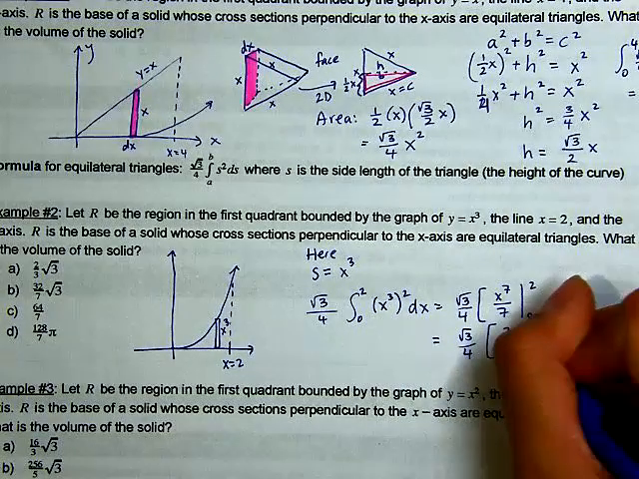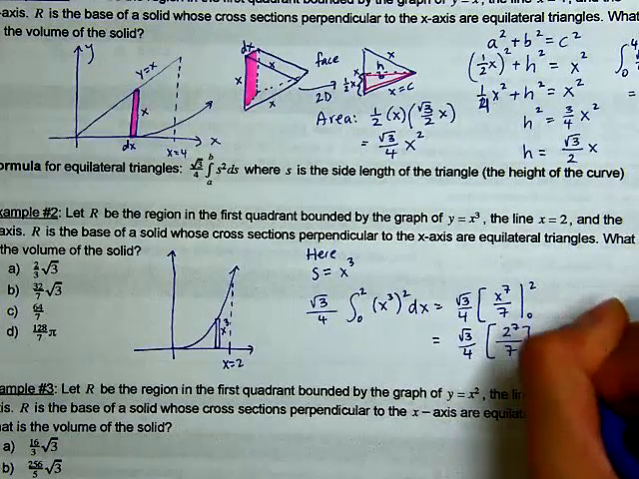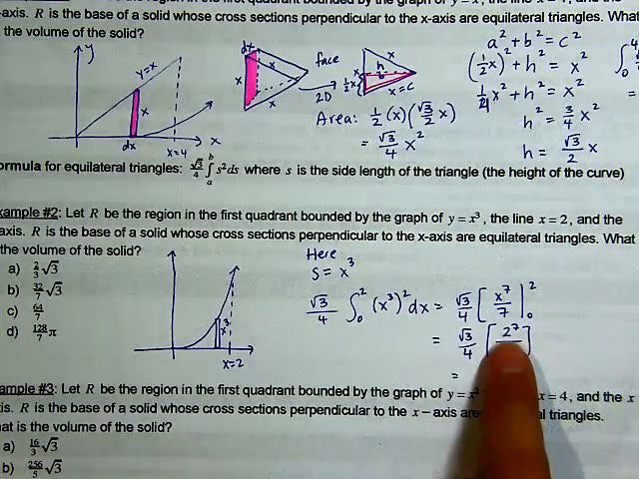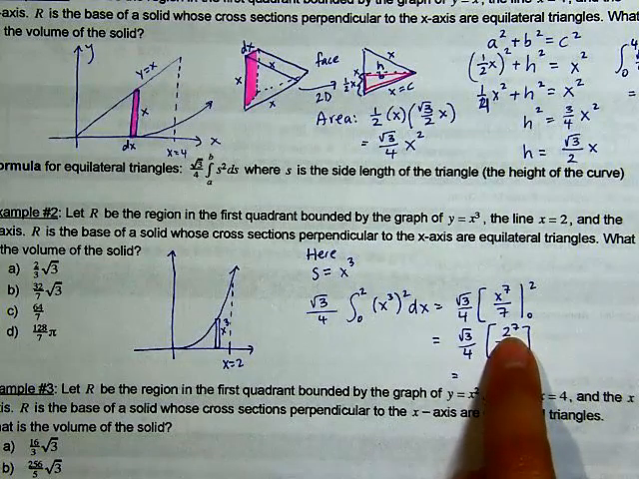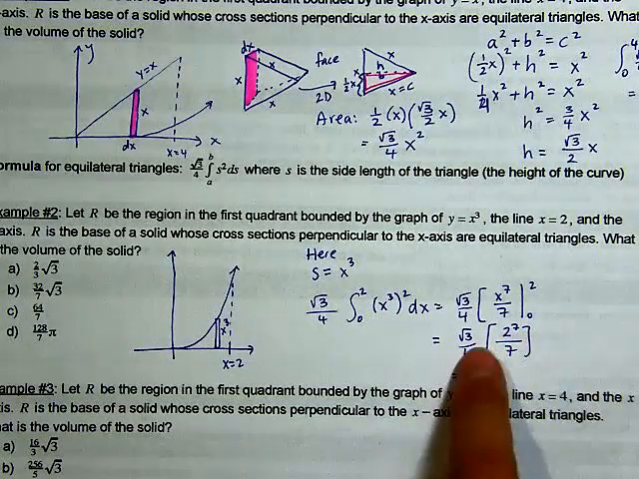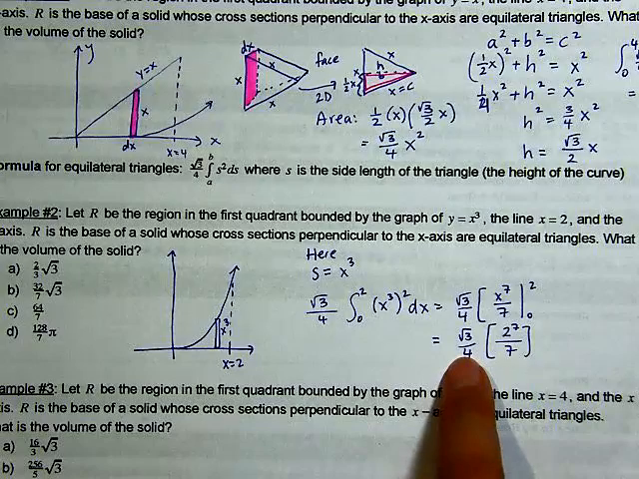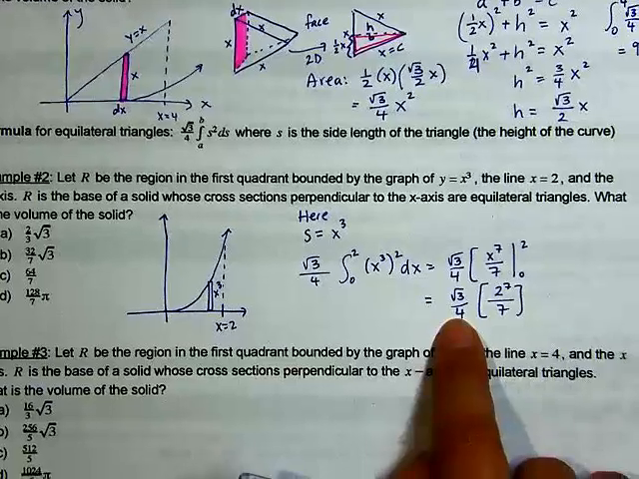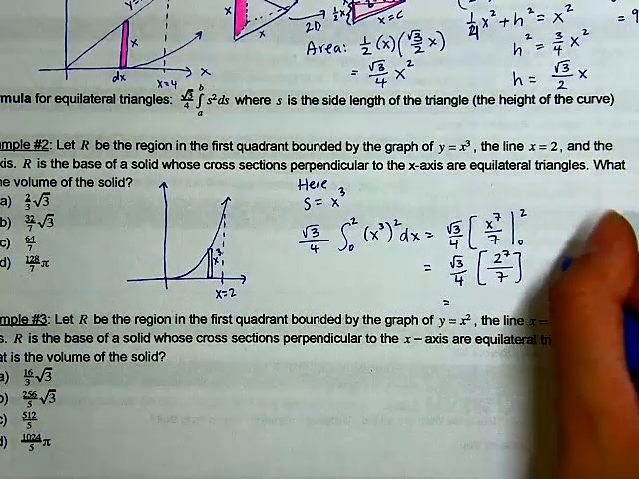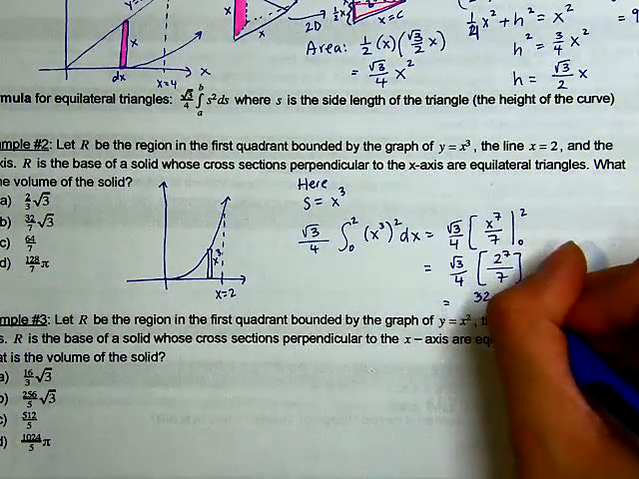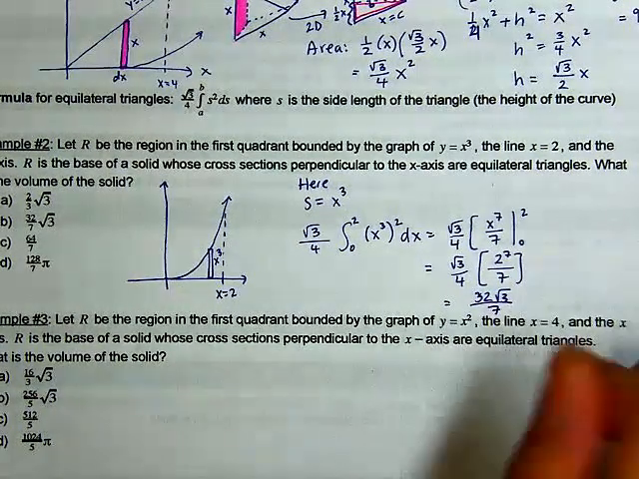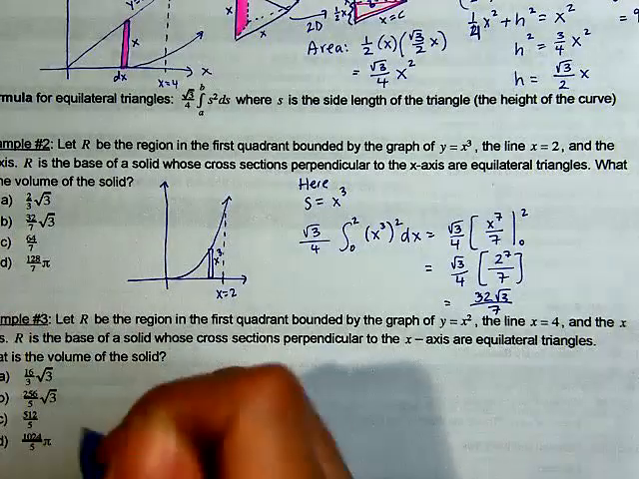So if you go ahead and plug in 2 to the 7th over 7, and you multiply everything out, you'll notice here that 2 to the 7th, when you multiply that out, you'll get 2 times 2 and then 5 other 2's. But you'll notice 2 times 2 is 4, and there's a 4 being divided down here. So you can go ahead and divide out the 4 and the 4. So you're just left with 2 to the 5th in the top, which is 32. Square root of 3 over 7, which is letter B.